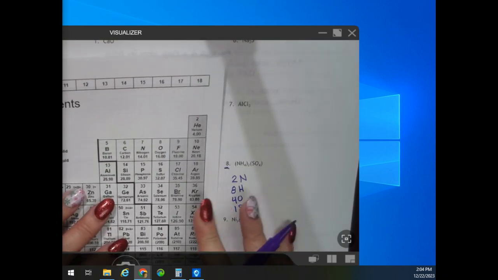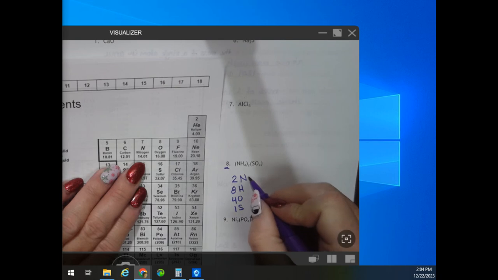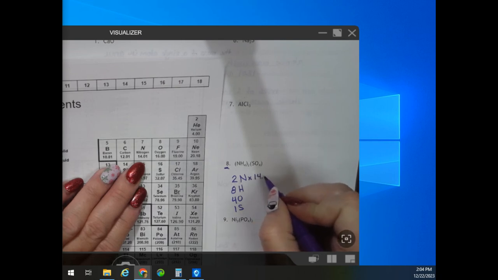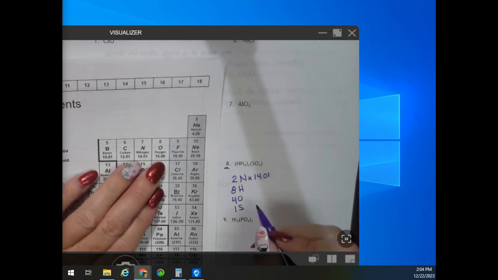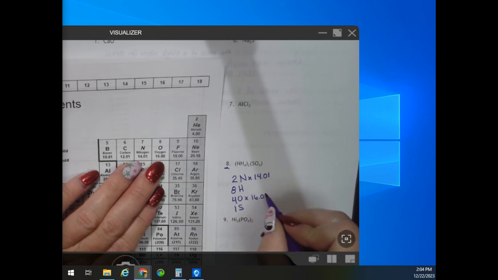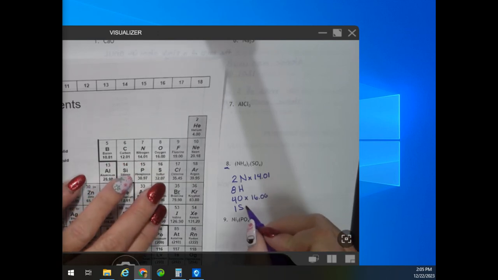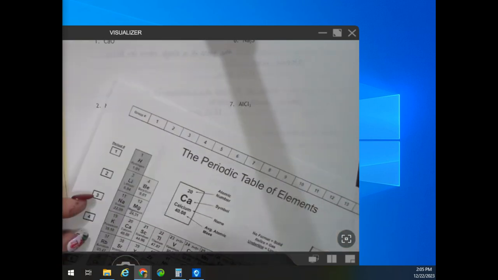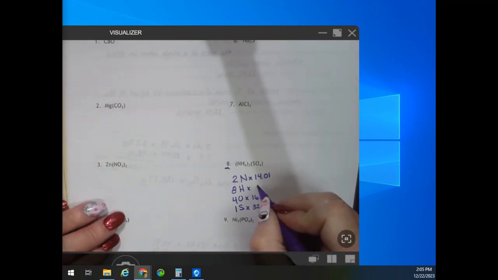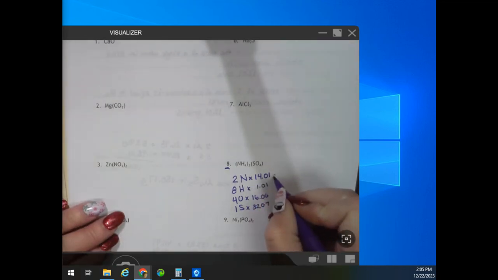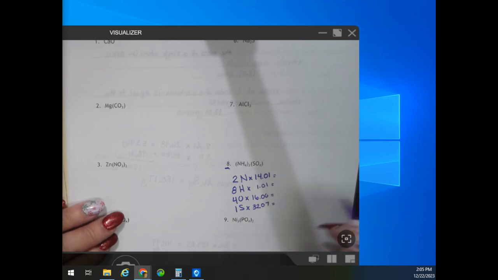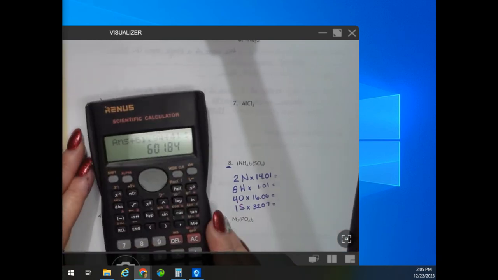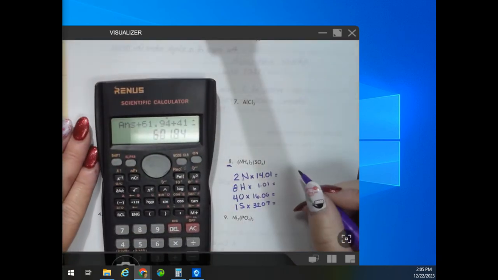So nitrogen is 14.01. Oxygen is 16. Sulfur is 32.07. And hydrogen is 1.01. If you haven't already figured it out, this semester is way mathier, if mathier is a word.